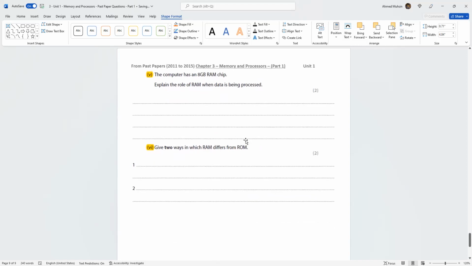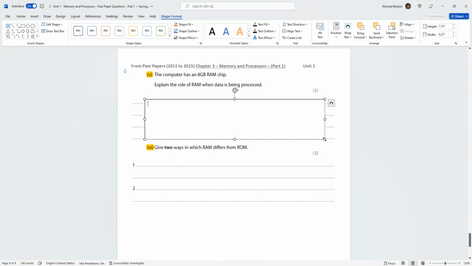The computer has an 8 GB RAM chip. Explain the role of RAM when data is being processed. So when data is being processed, it is the RAM that will hold the data of files that are running in the background. Say for example, right now I'm working on Microsoft Word. My processor is busy executing instructions of Microsoft Word. So my RAM will be holding that data that my processor is working on. That's where the data will be stored. It will be stored in my RAM.